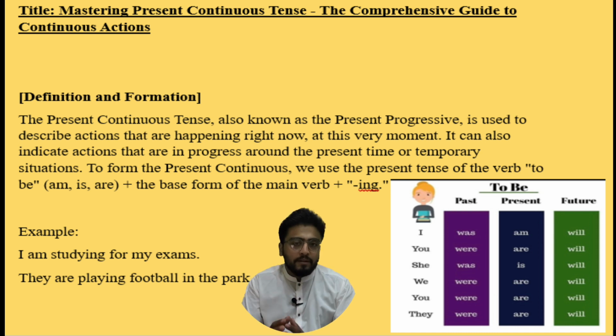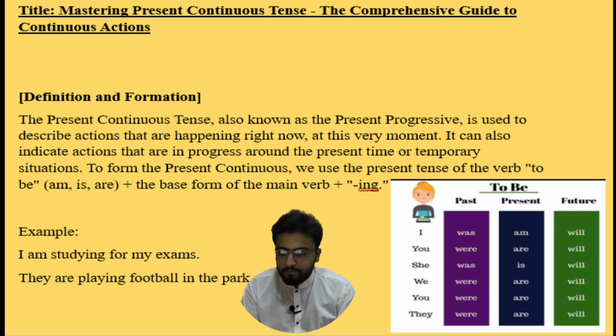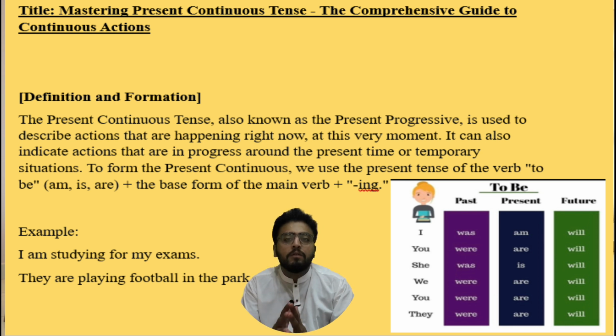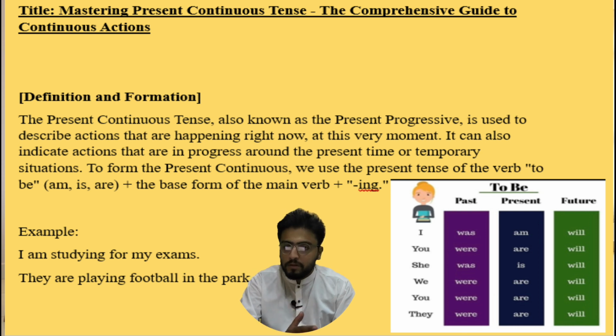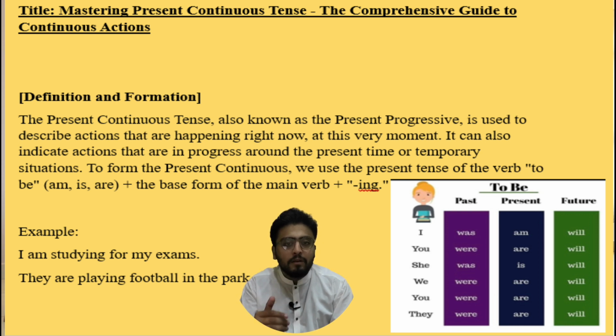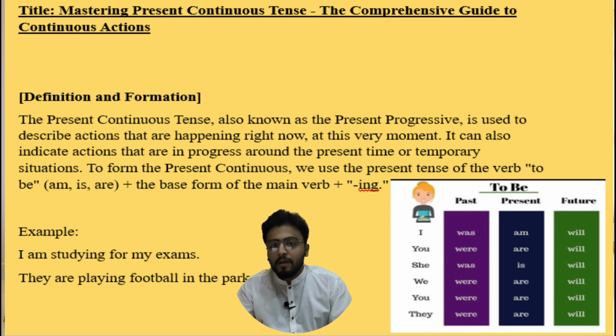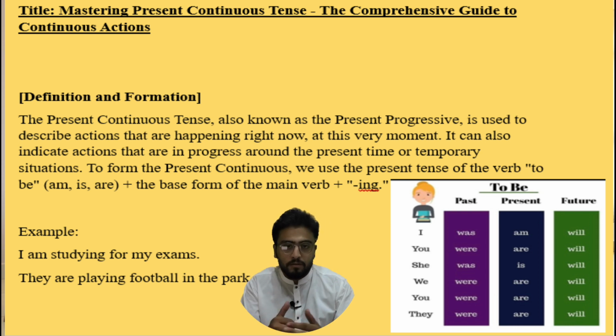So look at the examples and get some idea. I'm studying for my exams. They are playing football in the park. So you can see here that in these examples, be's first form or present form is used. In the first example, I am. Am includes the first form of the irregular verb be. It is a very important concept to be learned, how be is used in continuous or progressive tenses.